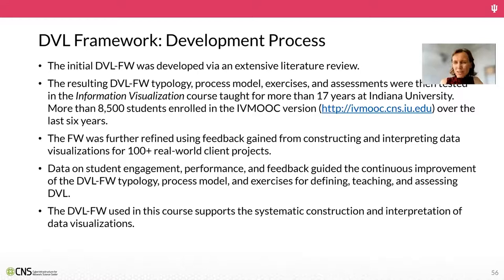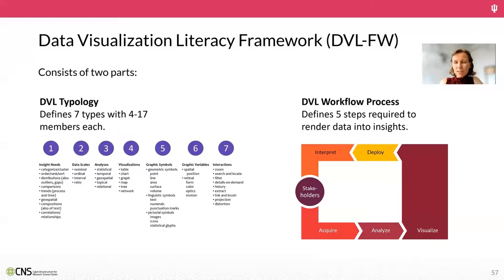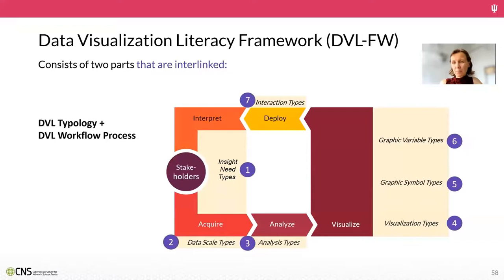The framework has two parts. There's the DVL typology, so just types and instances, and proper names and explanations and examples for each. And then there is the workflow process of how you actually go about making a visualization. So you have these seven types and you have the workflow on the right, and you can then overlay these seven types here. So you have stakeholders on the left-hand side, you have insight needs by those stakeholders. You then acquire the best data that you can afford or that you have time for or that you have a budget for and that you can get your hands on. It's really important to have good data.